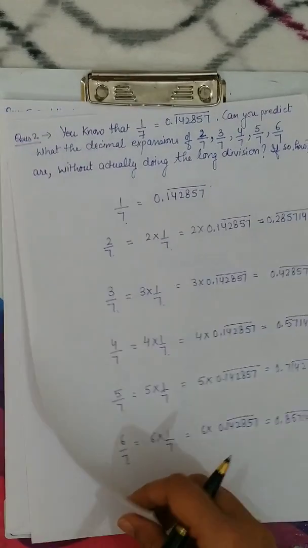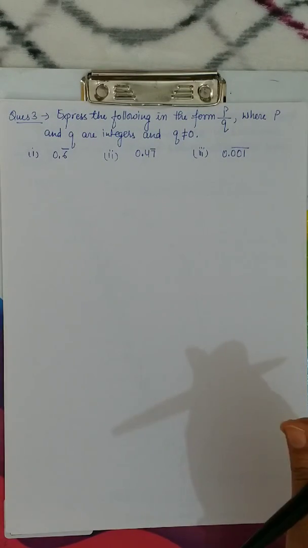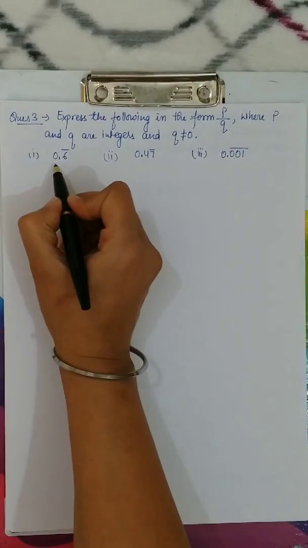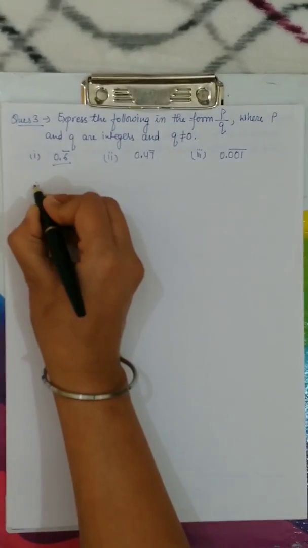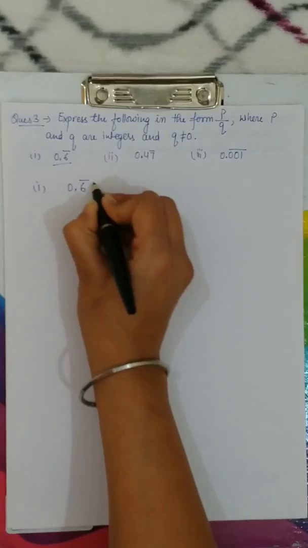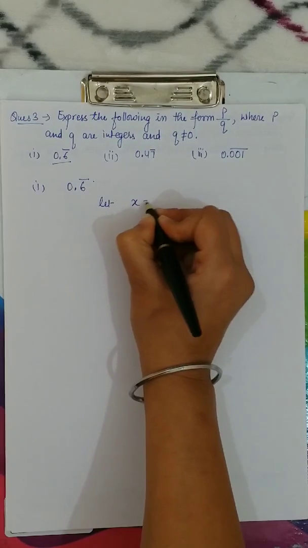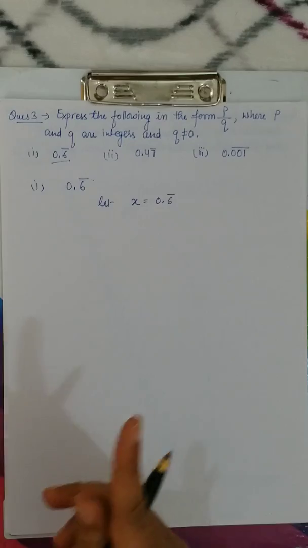Now, question number 3. We have to express the following in the form of p by q, where p and q are integers and q is not equal to 0. Means now the decimal expansion is given to us and we have to convert it into p by q form. So very first we have 0.6 bar. Clear? So very first let x is equal to 0.6 bar.